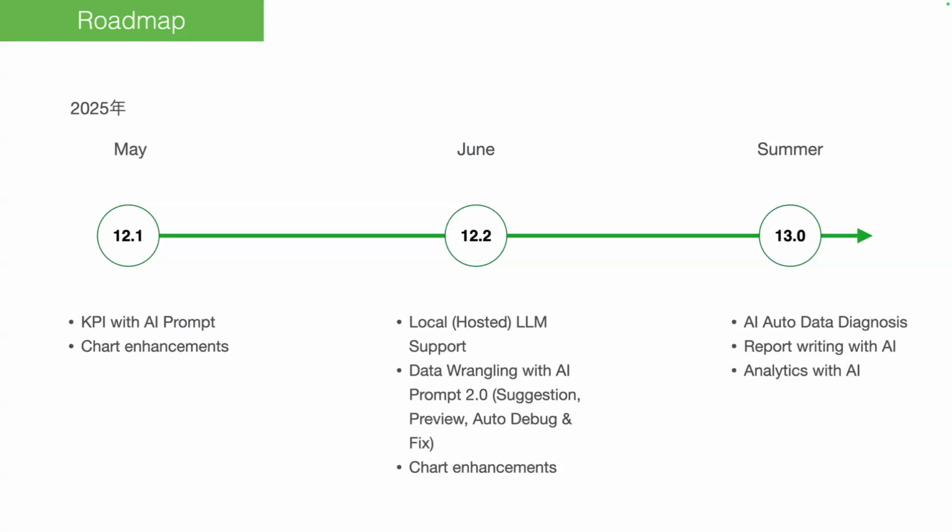And in the summer, and when we say summer, that's between July, August, and September, we are targeting a release of version 13. There, we are going to do more auto data diagnostics. So you can click a button and it will suggest what you want to do with that data to clean it up, instead of you coming up with a prompt. We've been experimenting with that internally.